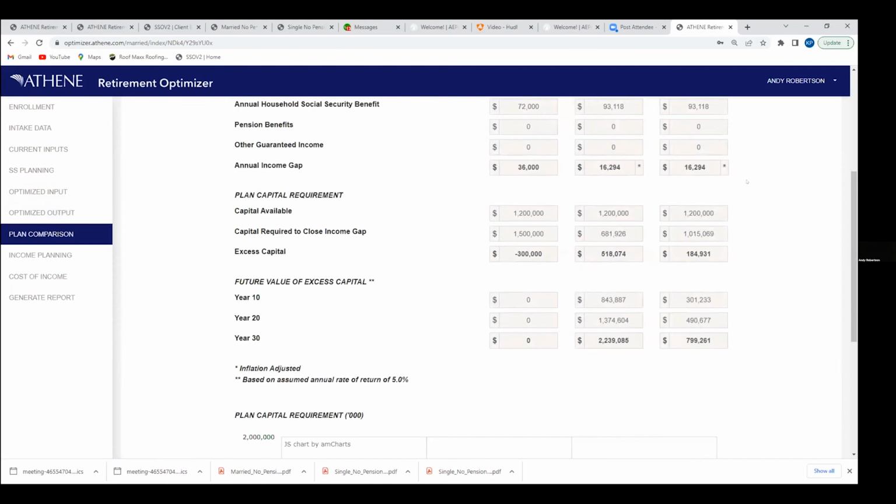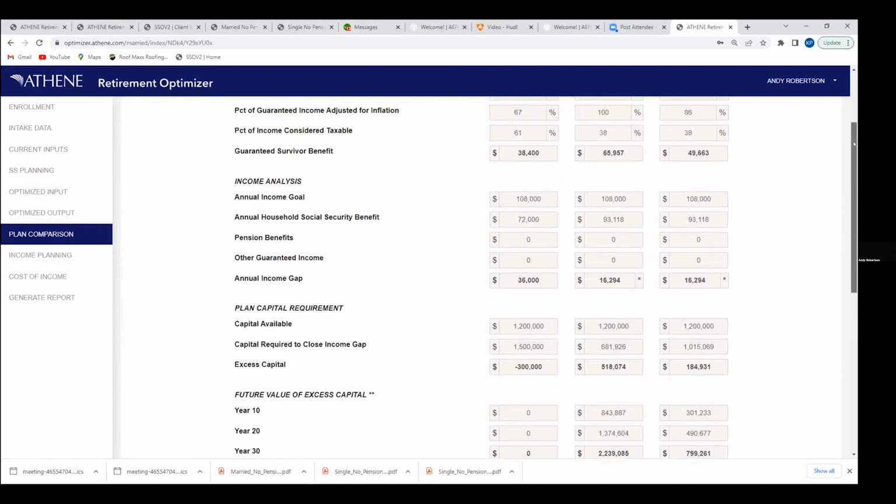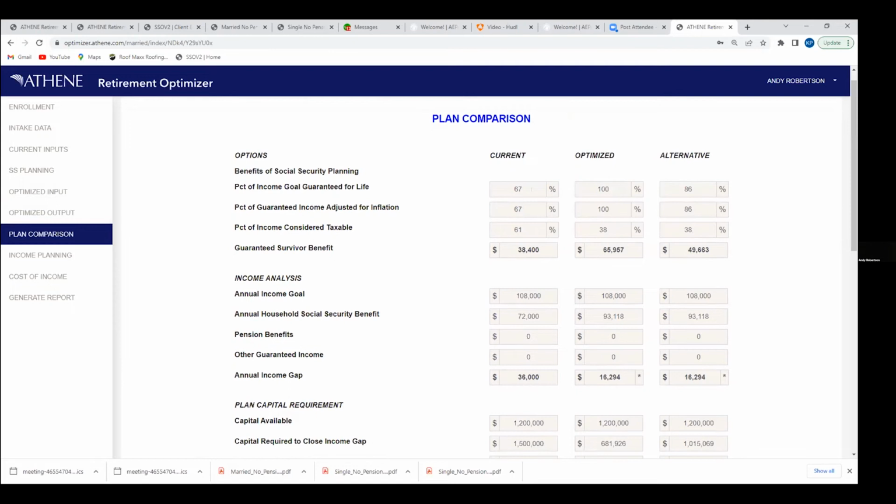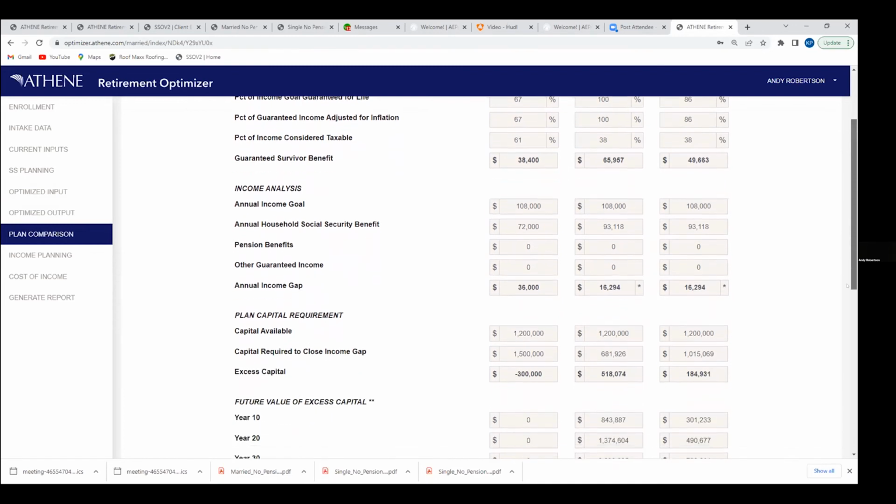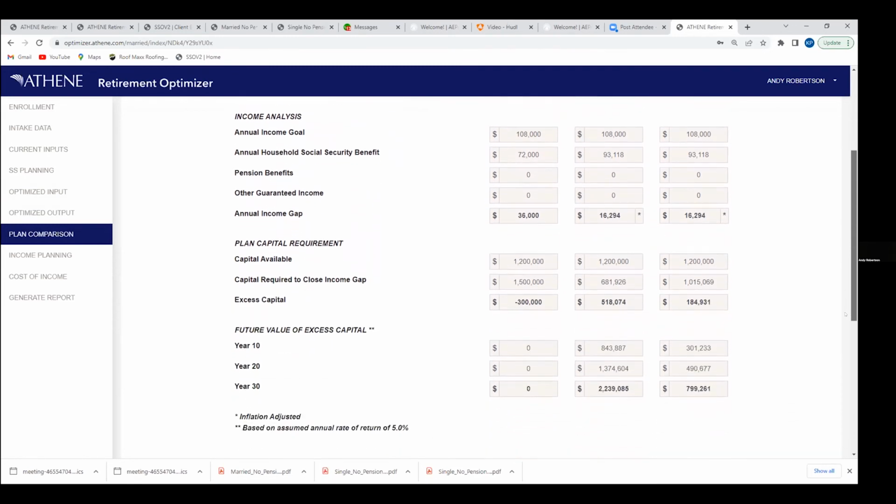Now you can see all three of these options on the plan comparison page. And again, looking at, we call it 4 areas of concern: percent that's guaranteed, percent that's inflation adjusted without market exposure, tax efficiency, and finally the survivor benefit. And this is critical, and I'll come back to this in a minute. But then beyond that, we just revisit, how do we arrive at the income gap, which is ultimately what you're responsible for providing as the financial advisor. We go back to the plan capital.